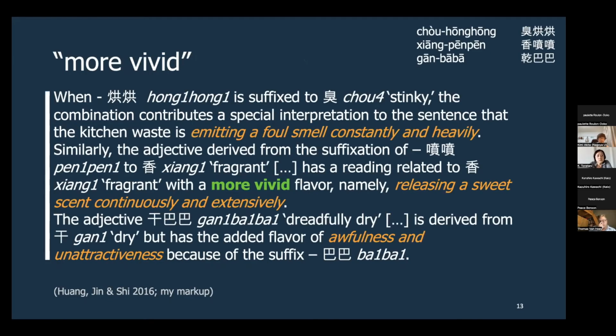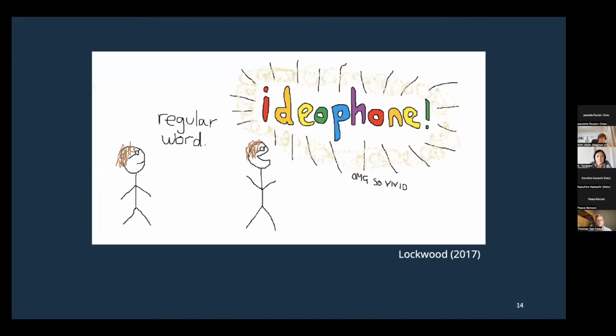This quote is the rest of the quote that I also talked about before, which uses these purely structural terms. So even with these empty suffixes, they still talk about vividness. So hong hong indicates that it's emitting a foul smell constantly and heavily, or pong pong, which is like releasing a sweet scent continuously and extensively. So I think for most of us in this workshop, when you see the word vivid, you automatically think idiophone.